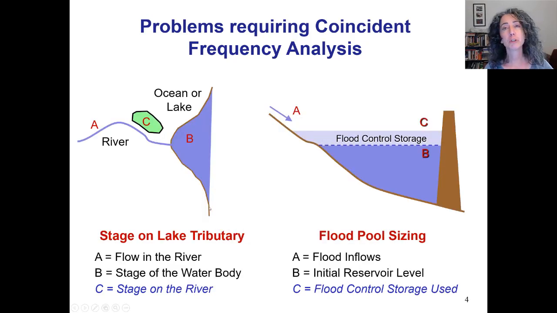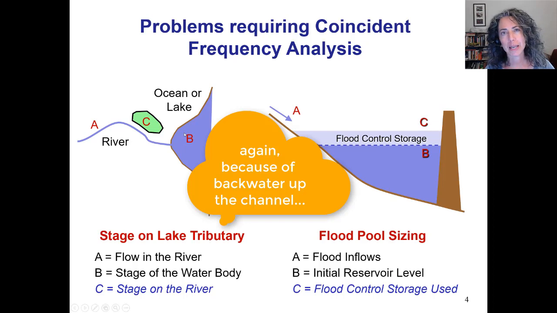Here's a similar problem where we have flow into some body of water. We care about stage here at C, and that's going to be influenced by both flow on the river and stage in the ocean or lake.